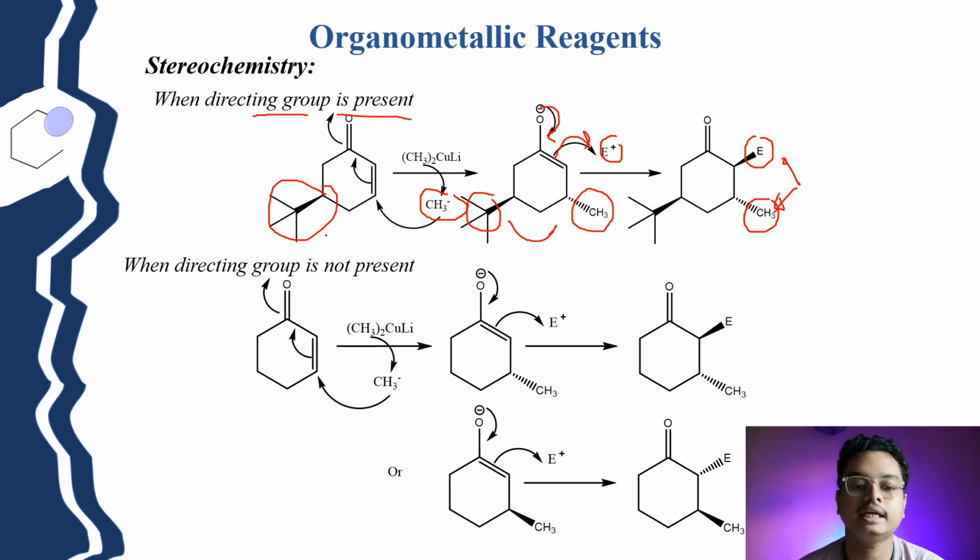And when the directing group is not present, then the initial CH3 can attack either from the backward side or from above the plane. Both possibilities are there, so both intermediates are generated and both compounds are observed. Both diastereomers are observed in that case.